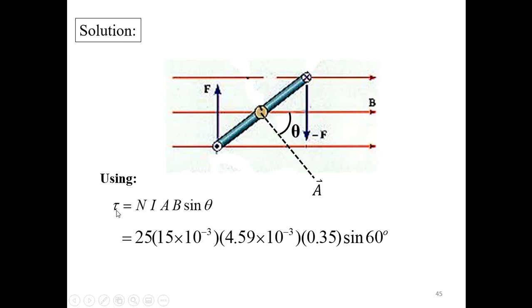Using equation torque equals NIAB sine theta, you already have your N, the current, the cross-sectional area, and also the magnetic field strength, and the theta is 60 degrees. Substitute in the equation, you will get your final answer, which is 5.2173 exponent negative 4 Newton meters.